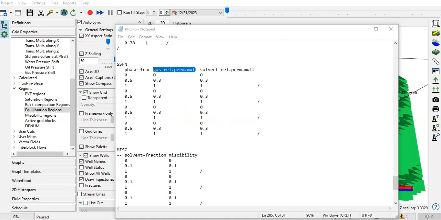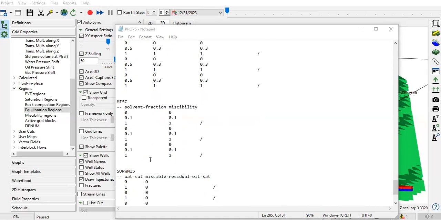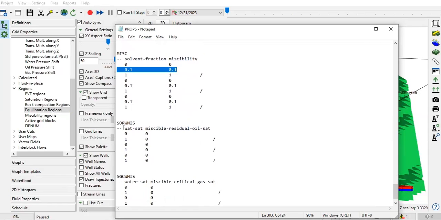And then we have also something called MISC. Okay, this is for the solvent fraction versus miscibility. Okay, sorry, solvent fraction, and then this one will be the miscibility. And then this one is SORWMIS. This is the water saturation, and this is the miscible residual oil saturation.